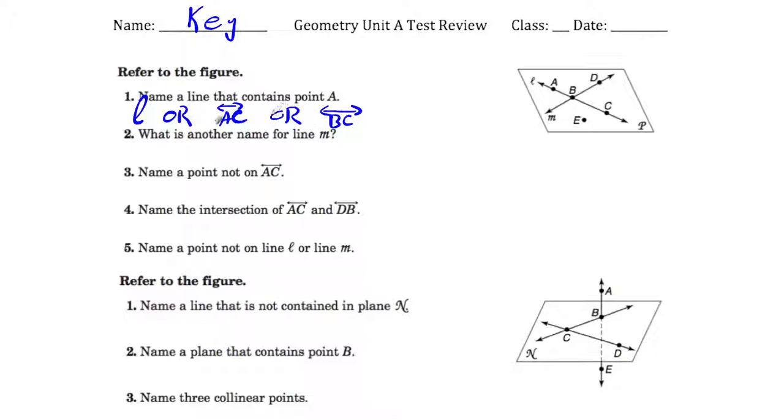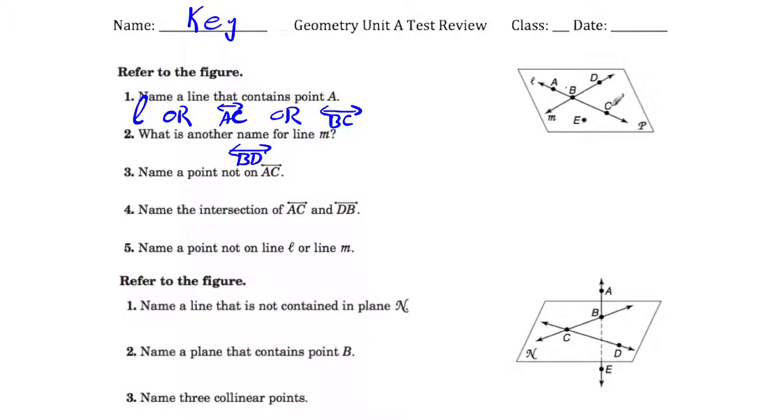What's another name for line M? Well, there's line M, and we can see that's made up of these 2 points, B and D. So for number 2, the only answer is line BD. We could say line DB, and that's perfectly acceptable. But make sure we write that.